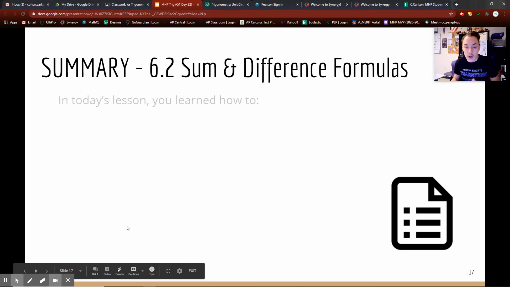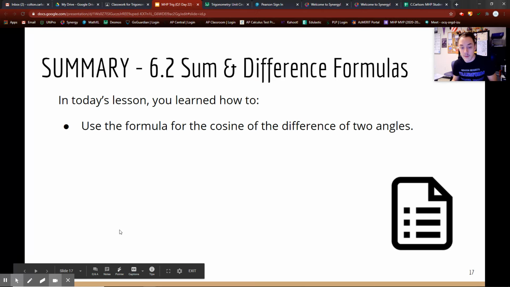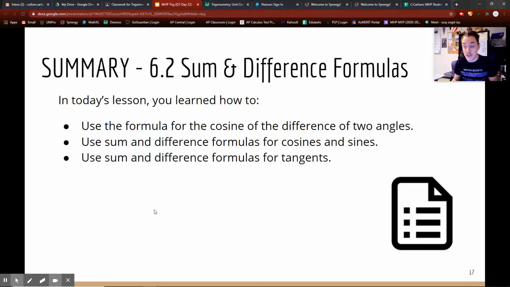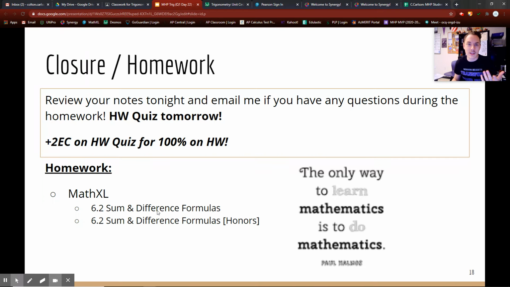Okay. What did we learn? We learned how to use the formula for cosine of the difference of two angles, the sum and difference formulas for cosines and sines, and then for tangents as well, sort of. And then we also used the applications. I didn't put that on there, but we also used it in verifying identities and in application settings.